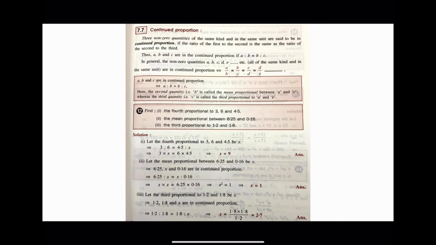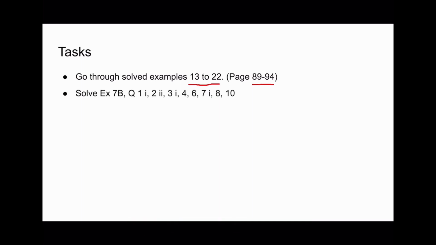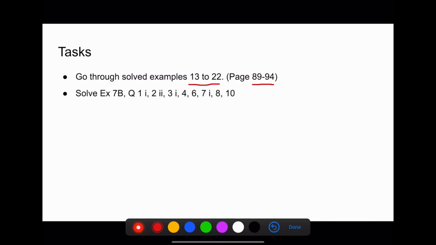Alright. Now you can go through the solved examples 13 to 22, which are given in pages 89 to 94. This is your first task. After you go through the solved examples, you can try to solve these questions from exercise 7b. Question number 1 part 1, 2 part 2, 3 part 1, 4, 6, 7 part 1, 8 and 10. In the next video, we will discuss the solutions to these questions.